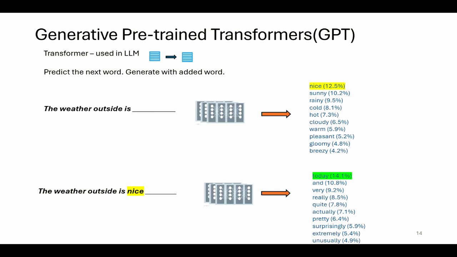Right? Okay. Now we come to GPT, or generative pre-trained transformer. So the base of most of the LLMs is the transformer architecture. So right now, the LLM we are going to discuss is just going to have text predicting text, text generating text, right? Now, that can be thought of as predicting the next word.